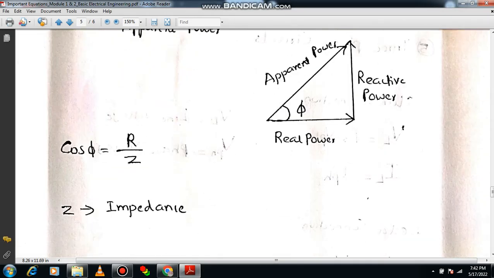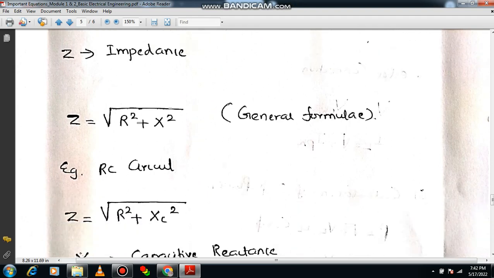Or else you can draw any of the phasor diagrams, of an RC circuit or RLC circuit, whatever it may be. If you draw the phasor diagram, then you will get cos phi equals R by Z, where Z is the impedance. What is impedance? Impedance is nothing but the sum total of resistance, or net resistance, offered in an AC circuit.